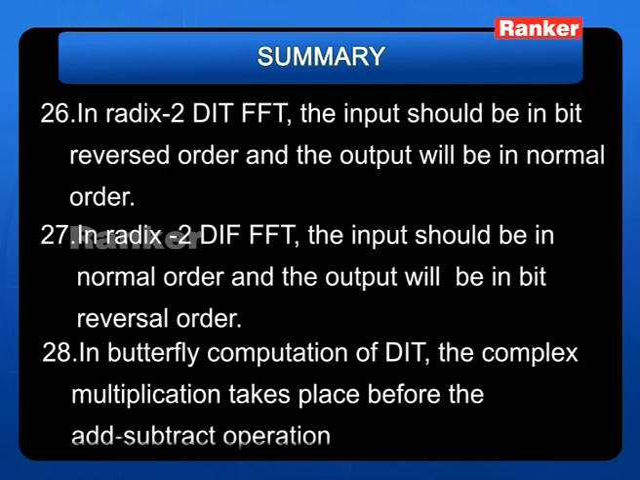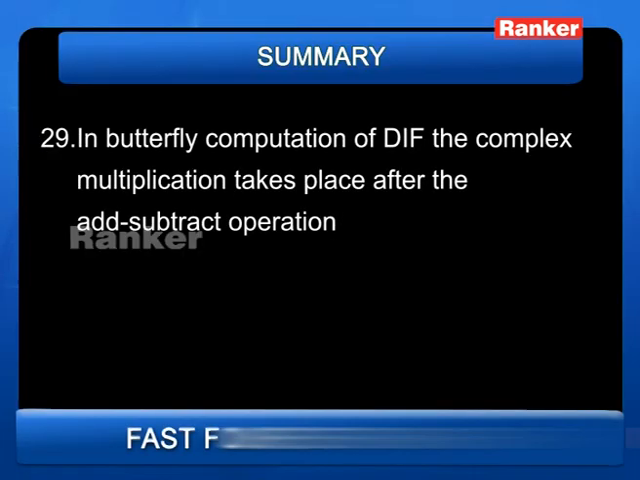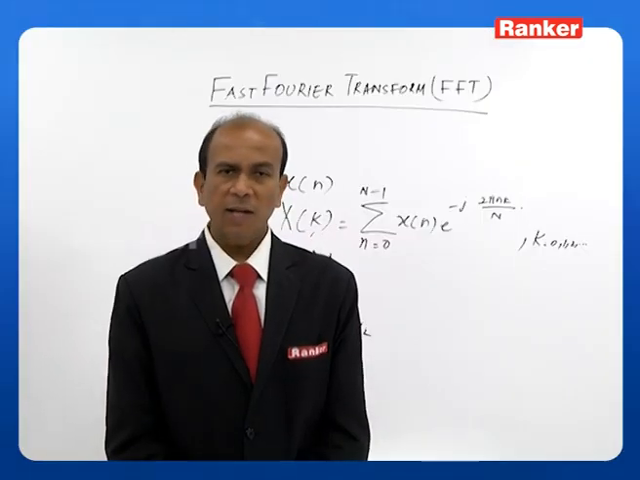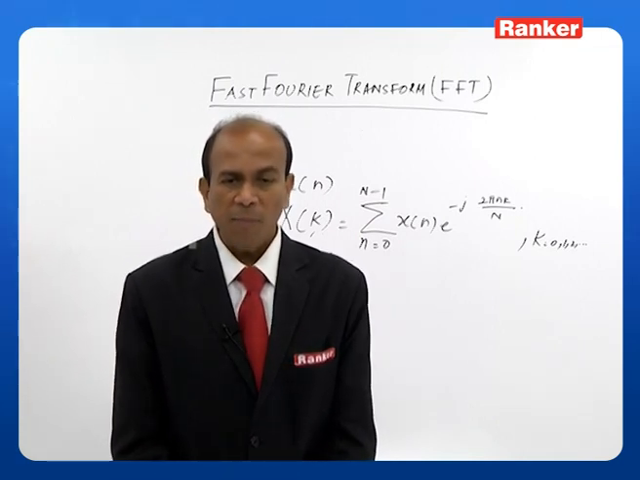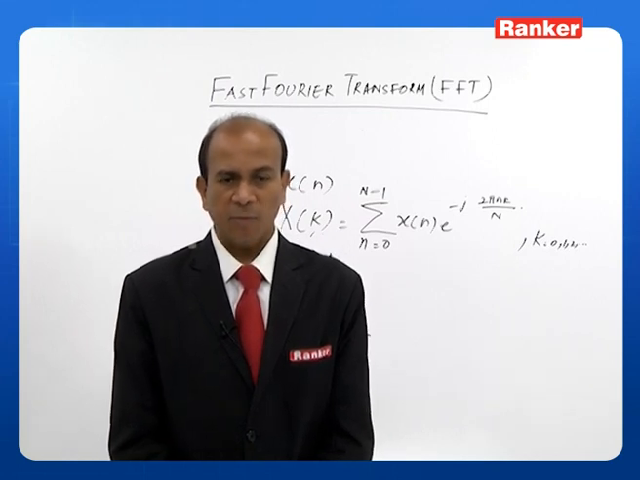Then 28th point: in butterfly computation of DIT, the complex multiplication takes place before the add subtract operation. So, this is again an important point. In butterfly computation of DIT, the complex multiplication takes place first, later comes the addition or subtraction operation. 29th point: in butterfly computation of DIF, the complex multiplication takes place after the add subtract operation. Earlier we said that multiplication is done first, but here in butterfly computation of DIF, the complex multiplication takes place after the add subtract operation.